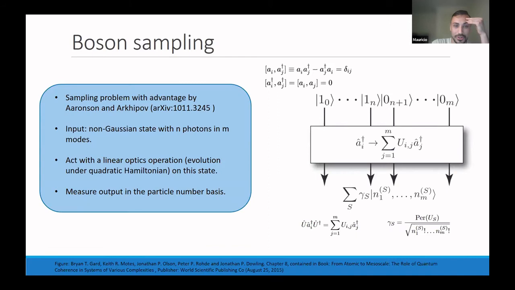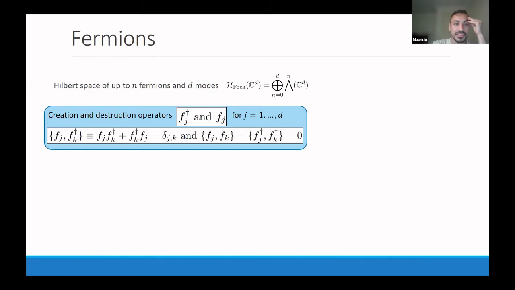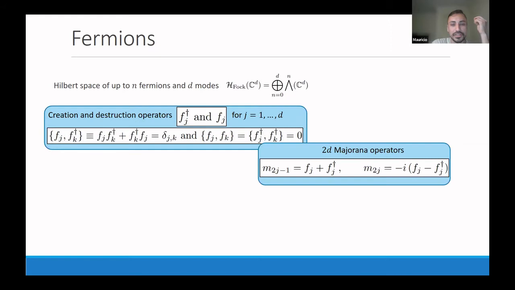So, okay, I mentioned this is boson sampling, and now I want to use fermions. So briefly stated, this is the Hilbert space of fermions. It's the tensor sum of antisymmetric spaces. This just means you can exchange fermions and a negative sign appears. It's just a more complicated way of saying it. And of course, we all know these fermions are described by creation and destruction operators with anticommutation relations. This is what defines them. Alternatively, we can define what are called Majorana operators, and we can use these operators to also describe the states in what is called the Fock space. This is the Hilbert space of the fermions. So this is one example of a Fock basis state.